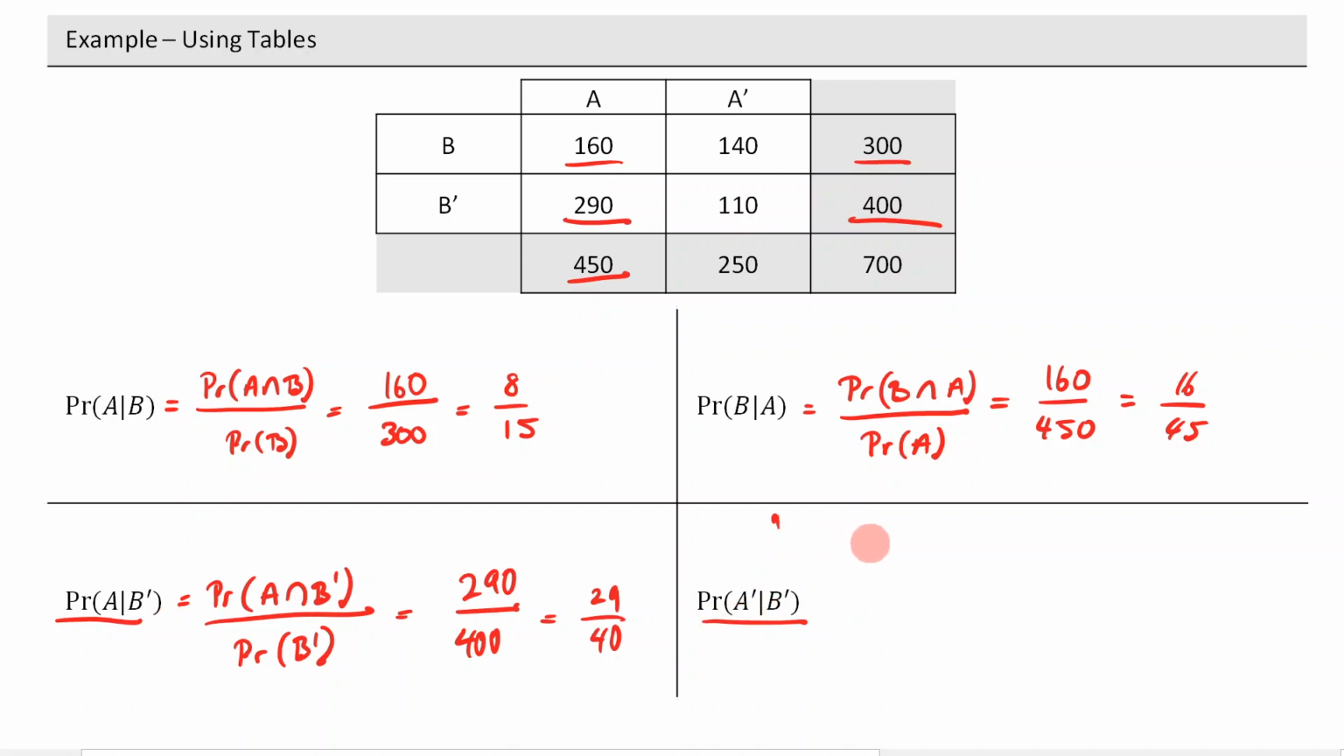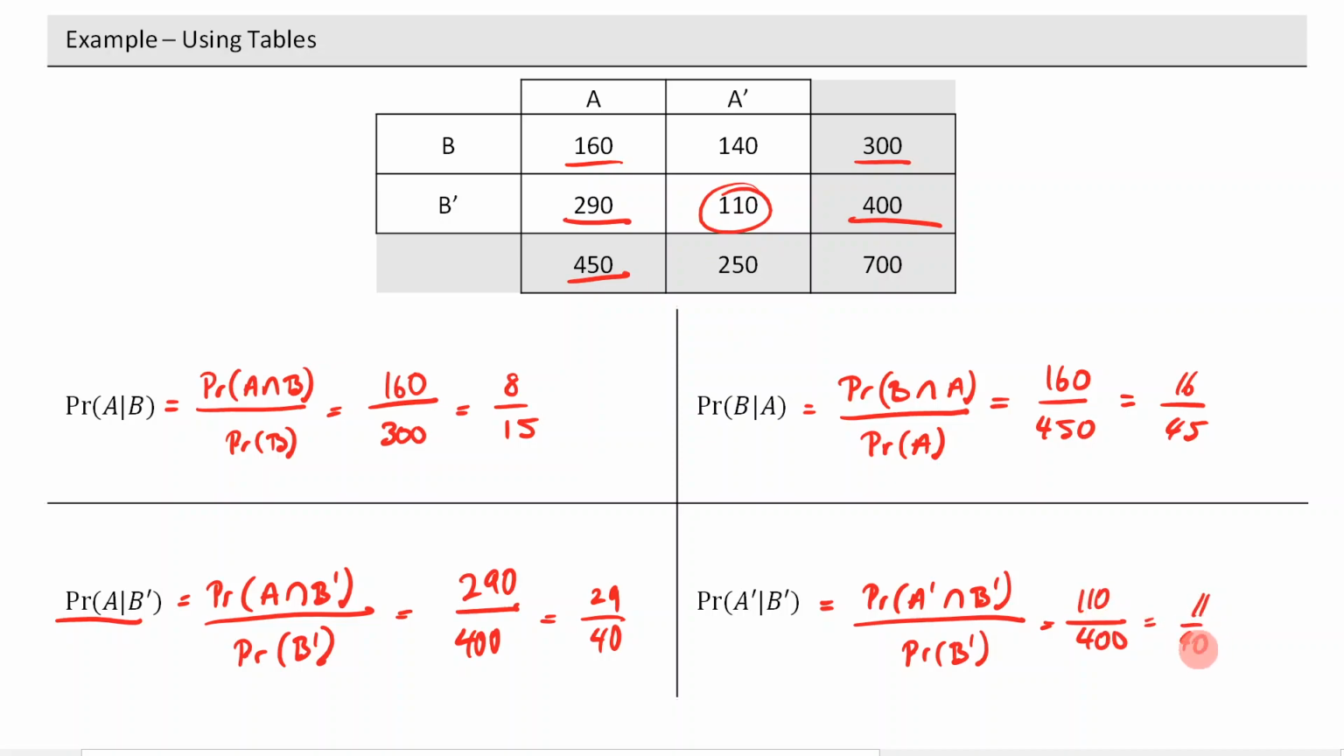But even if we didn't know that, and we just went through our usual protocol here, we would just go, all right, the probability of A complement intersection B complement over the probability of B complement. Well, the probability of B complement is 400. And then this is 110. So it's going to be 11 on 40. And that's what we said. We said you could have gone 1 minus 29 on 40 because of this. And that would have given you 11 on 40.